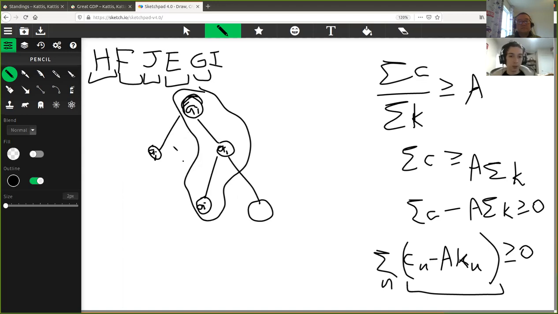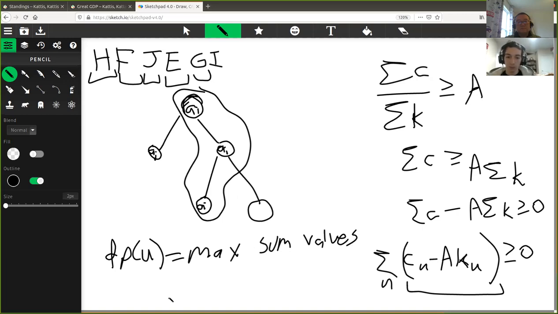So in that way, you say dp of u is the maximum sum of values in the subtree of u that contains u. And the way you compute it is by computing it for all the children and then only adding the dp values of the children that are greater than or equal to 0. So at the very end, you just check if dp of the root is greater than or equal to 0 or not. Are there any questions?